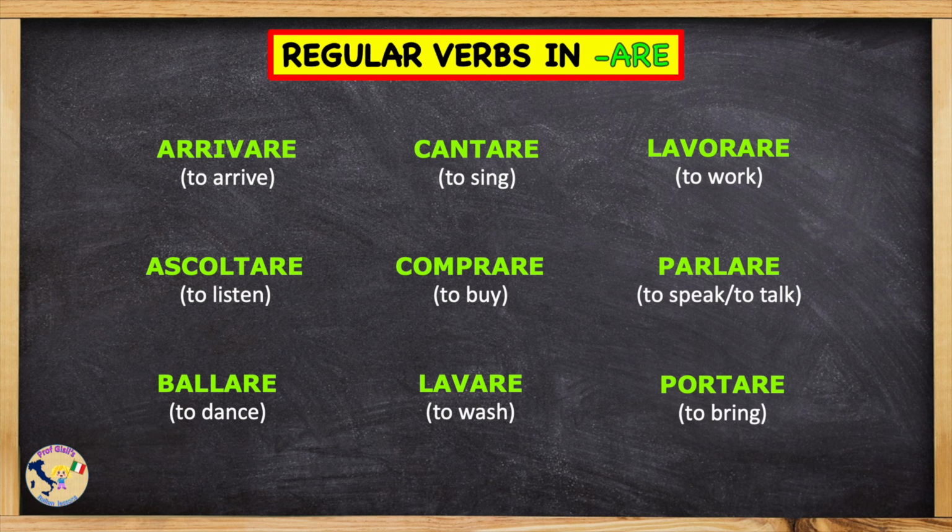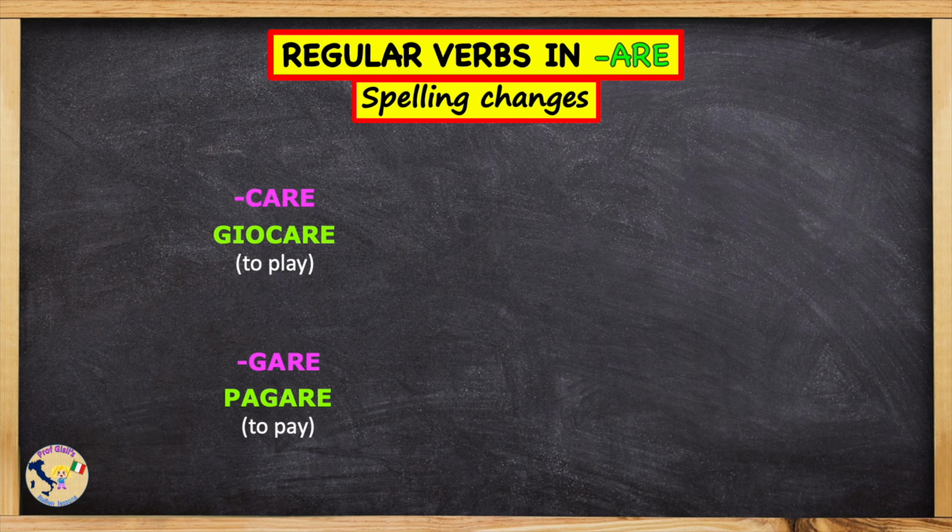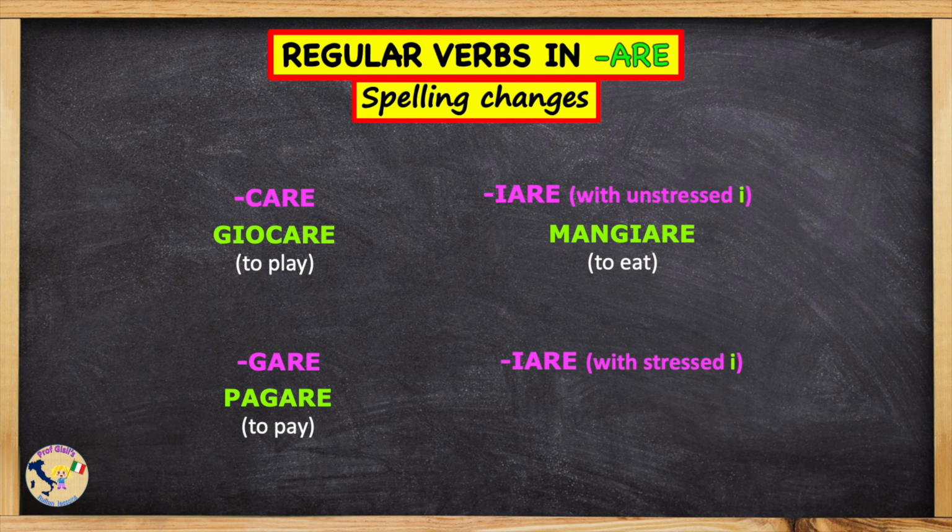When conjugated, some regular verbs ending in -are can show spelling changes. This happens, for example, with verbs ending in -care, like giocare, and in -gare, like pagare. This also happens with verbs ending in -iare, like mangiare, where the i in the verb root is unstressed. And it happens in verbs ending in -iare, like spiare, where the i in the verb root is stressed.